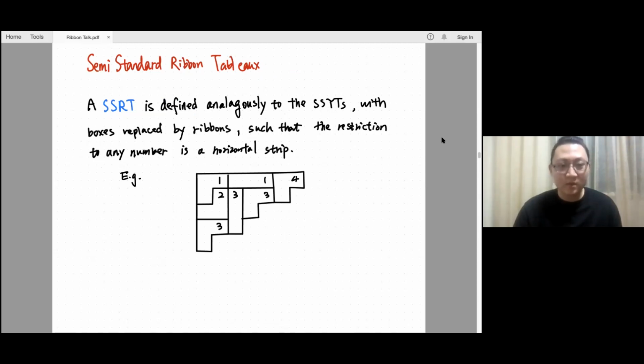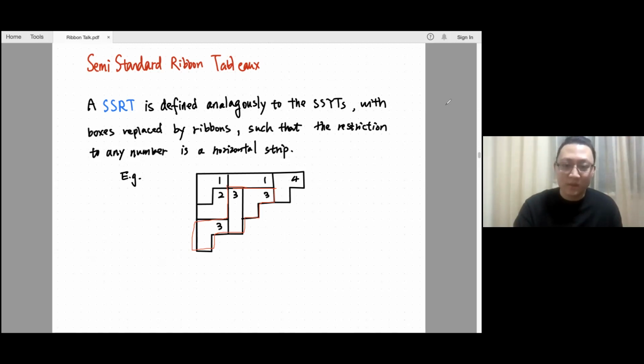Again, weakly increasing along the rows and strictly increasing along the columns. And there's one restriction, which is that if you look at the subshape restricting to any number, it must be a horizontal strip. So if you look at the sub-Young diagram which only contains 1, then it's a horizontal strip. And if you look at the subshape restricted to 3, for example, like this one, it must be a horizontal strip.